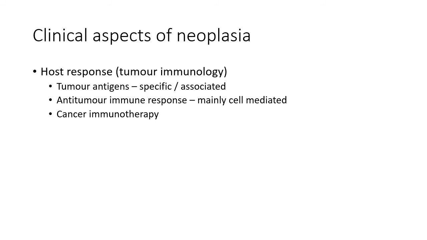And this recognition is due to the presence of tumor antigens, which are antigens expressed by tumor cells. There are two types of tumor antigens, specific and associated. Specific antigens are unique or specific to that particular tumor, and associated antigens are ones present on tumor cells generally. Anyways, these tumor antigens are recognized and an immune attack is started. This anti-tumor immune response is mainly cell mediated, mostly by cytotoxic T cells, natural killer cells, these kind of cells.